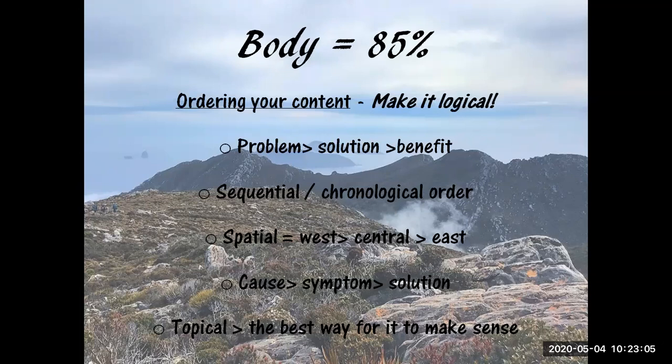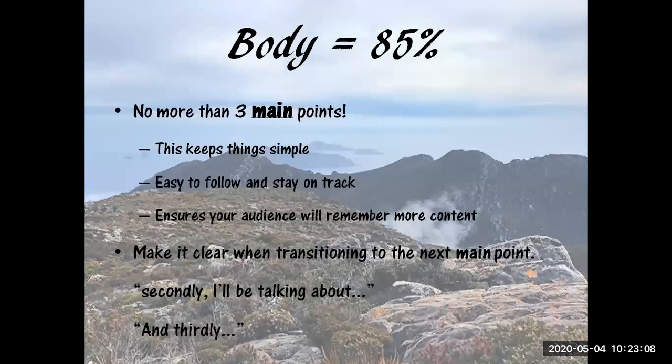All right, continuing with the body of the program, and I've mentioned this multiple times, but we don't really want more than 3 main points. 3 is the magic number when it comes to putting our information together. It keeps things simple, it's easy to follow and stay on track, and it ensures your audience will remember more of your content. Once we go above 3, we're really going to struggle to have our audience come away remembering what we're talking about. So what are the key 3 points that you want to share? And sometimes we want to share so much more information, but we just need to comb it out so that we've got those key 3 points.